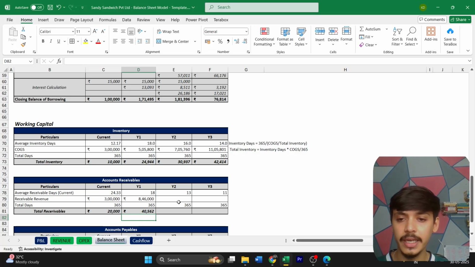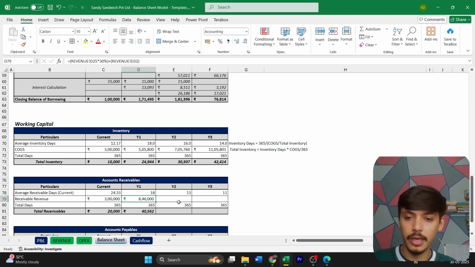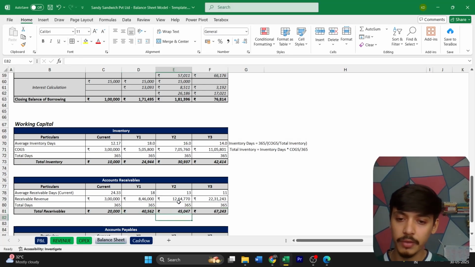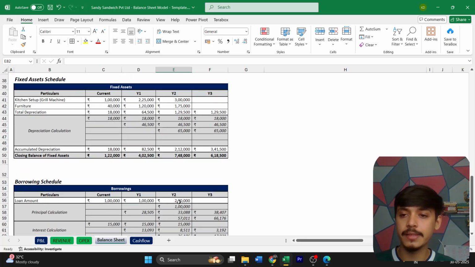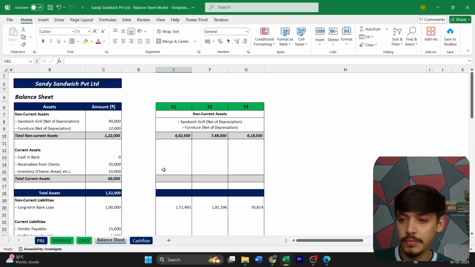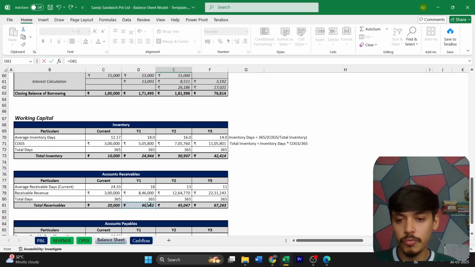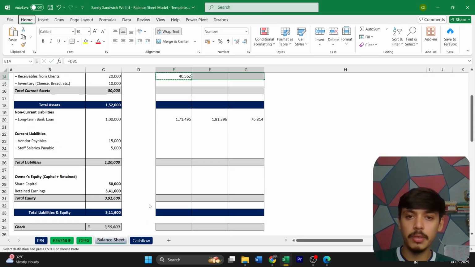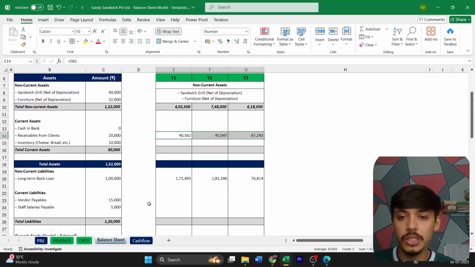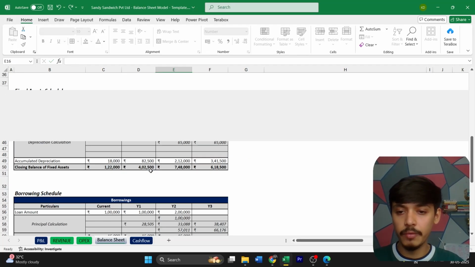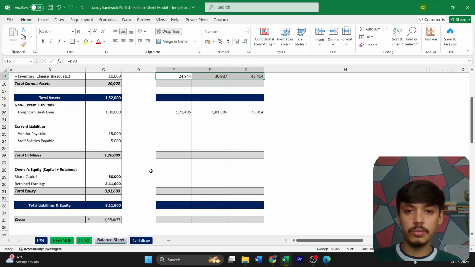40,562 receivables at the end of the year. We will copy paste this entire formula first to calculate revenue receivable, and next we will paste this formula to calculate the receivables. So we have 45,000 in year 2 and year 3 as 67,000. So we will now plug in this receivable into our current assets. So for current assets, we have receivable from clients, which we will plug in from here. So 40,000 for year 1, we will copy and paste this for 3 years. Similarly, we will paste for inventory as well. We missed it out earlier. So inventory in year 1 is 24,944 and scale it to 3 years.